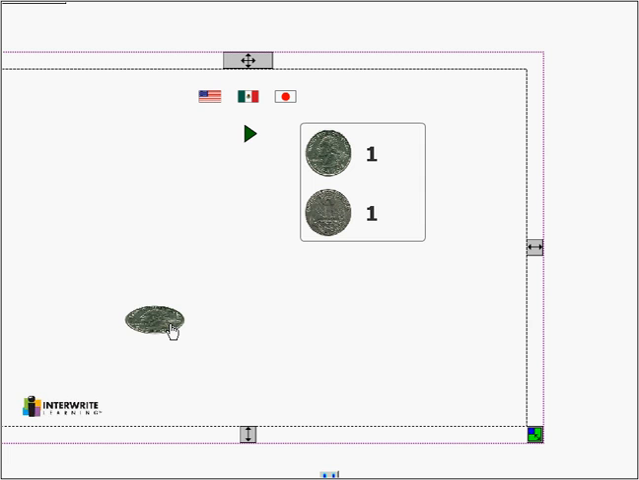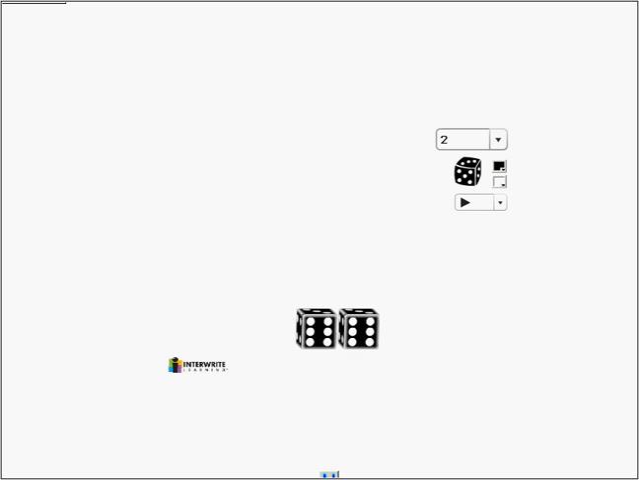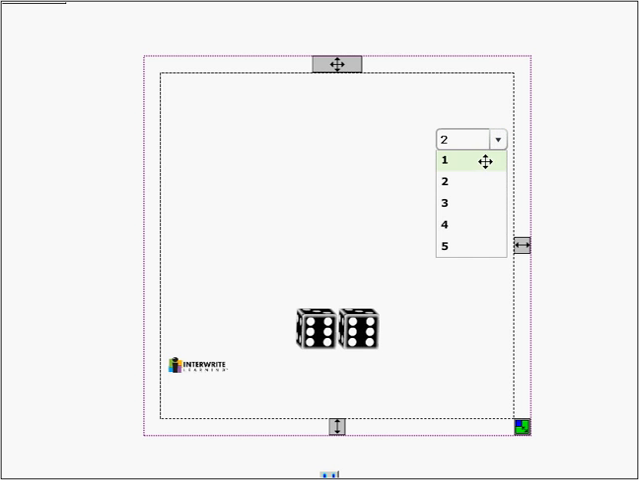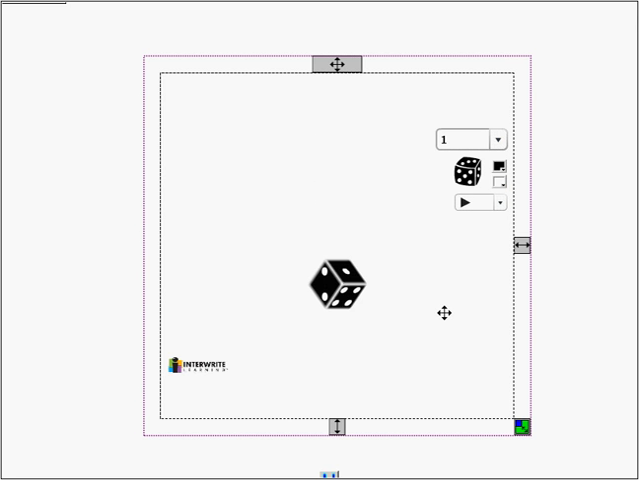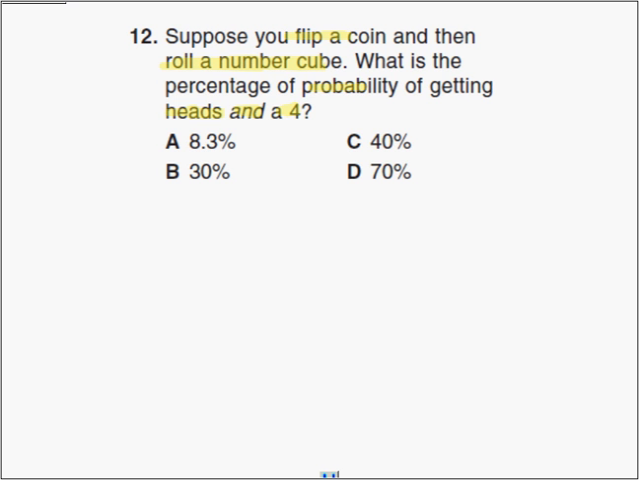I have a heads. Now, for this trial, for me to get this, I have to roll a 4. Let's see. I did it. I actually did. It took like 7 times, so that's pretty cool. But what's the percentage probability? It took me about 7 times, so not really good.